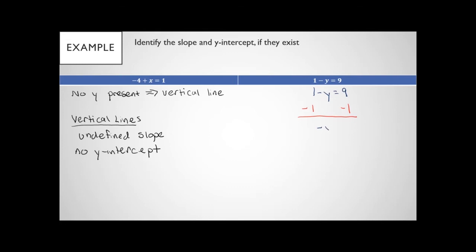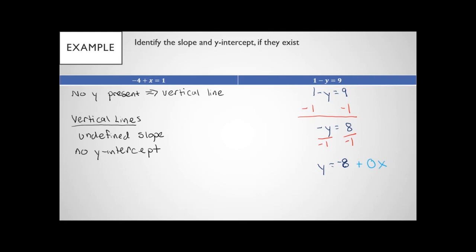That gives me a negative y. You need to remember to drop down that negative in front of the y. Negative y equals 8. Now we want a positive y, so I need to divide everything by -1 to get rid of that negative sign. And we get y equals -8. Notice we don't have an x or anything here. So you could think of this as -8 plus 0x because the x is missing.